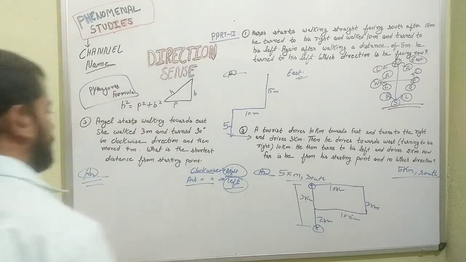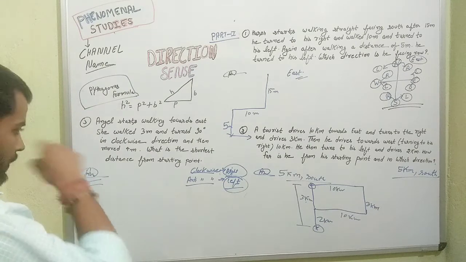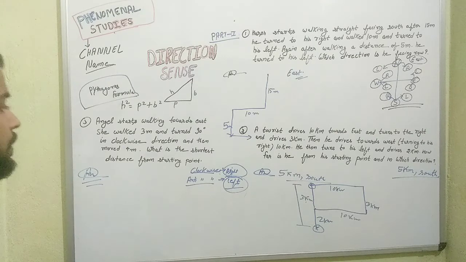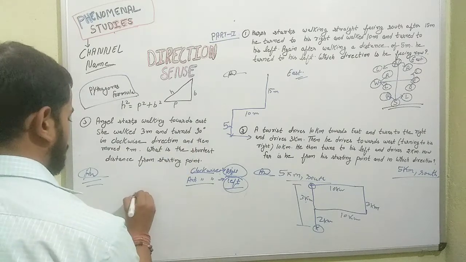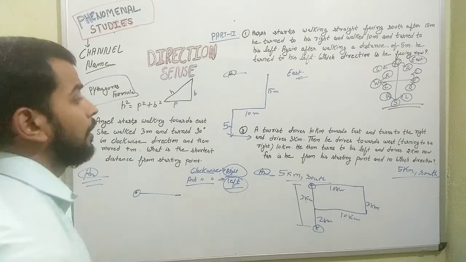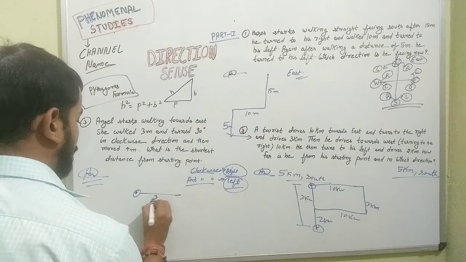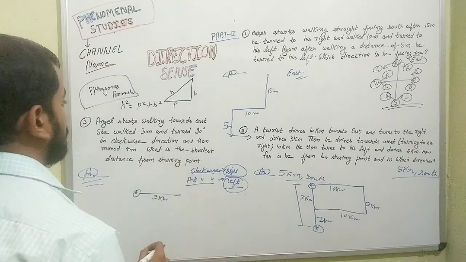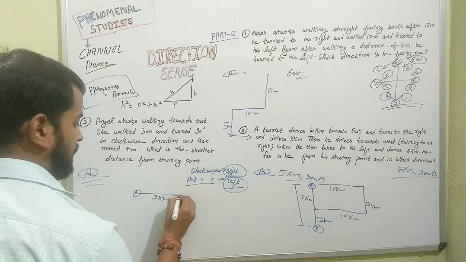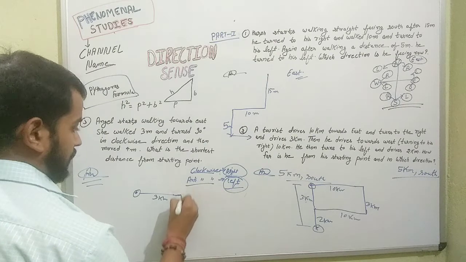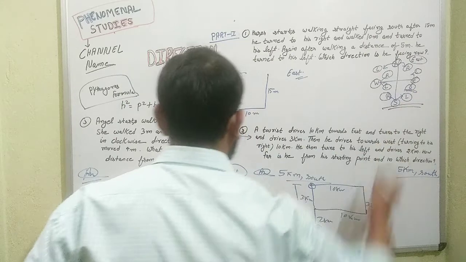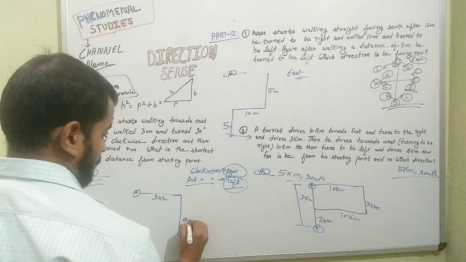So let's start. Now you can see that Angel starts walking towards east. So this will be the initial point of Angel. She is walking towards east here, and she walked 3 kilometers and then turned 90 degrees in a clockwise direction. What will the clockwise direction be, friends? So it will be right hand side movement, and the right hand side movement is clearly visible here, you can see. So it is 4 kilometers.